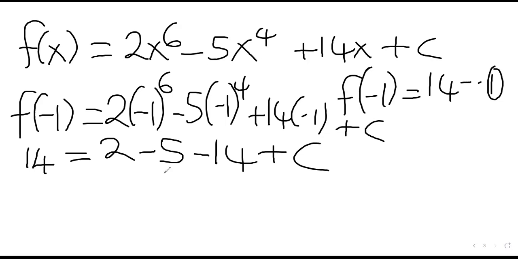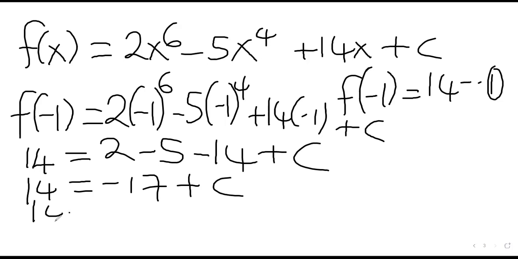The whole essence of this added information is just to find the actual value of c. So from here we can deduce that this part, 2 minus 5, we are getting -3. -3 minus 14 is -17. So this is giving us -17 plus c. Now we are looking for c, so you make c the subject. So 14 plus 17 equals c. 14 plus 17 here is just equal to 31, which is c.